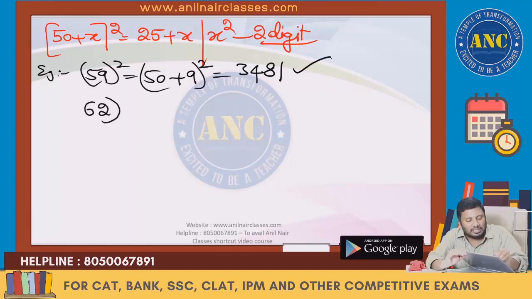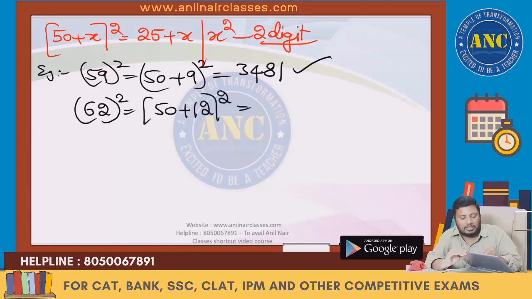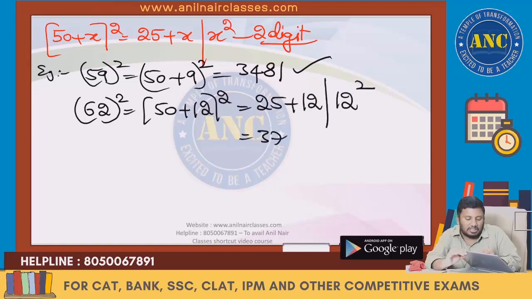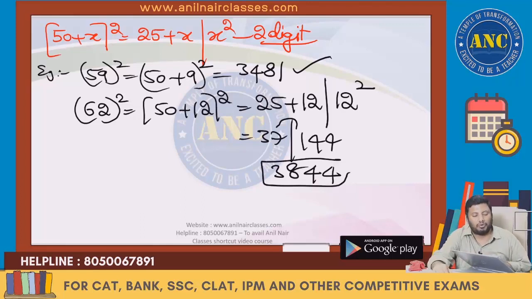If it is 62 square, 50 plus 12 whole square. X is 12. 25 plus 12 slash 12 square, which is 37 slash 144. Last 2 digits is 44. 1 carried. Answer is 3844.